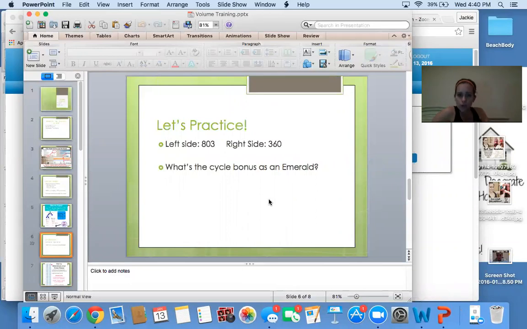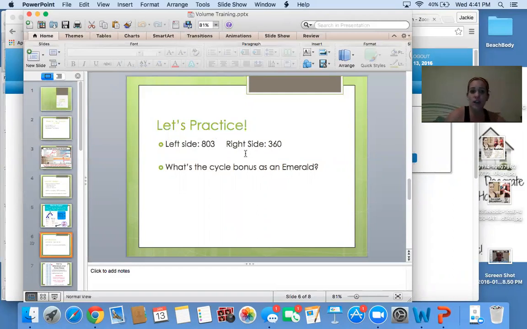So for those of you that weren't able to make the call, essentially what we did is we did a little pretend practice. If my left side has 800 and my right side has 300, I know that I'm going to cycle 3 times from here. So this particular person as an emerald cycled 3 times, which gave them, again, way more than I can handle. 14 times 3 is what, so $42, okay?